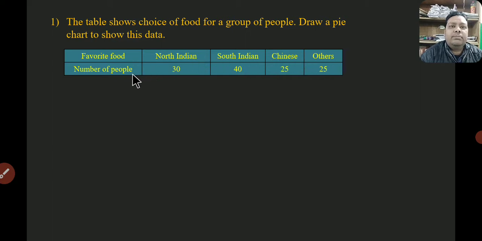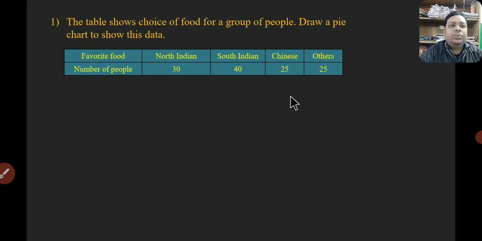You can see the number of people who liked North Indian food is 30, and the number of people who liked South Indian food is 40. The number of people who liked Chinese food is 25, and others are also 25.